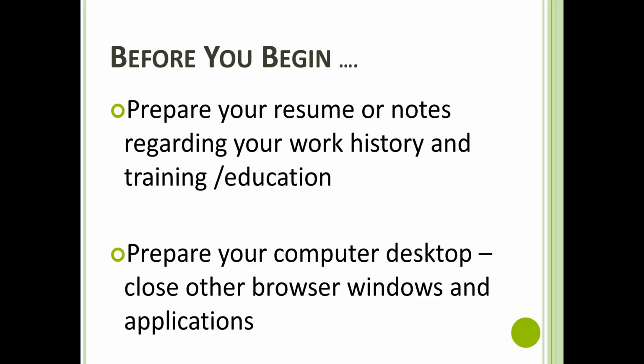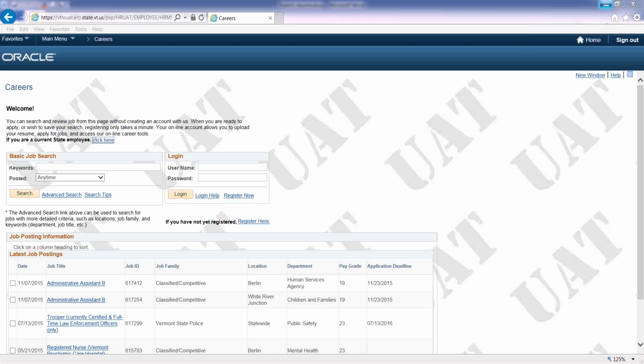The other thing that you can do is to prepare your computer desktop by closing any browser windows and applications that aren't needed to complete the application. So for example, have only our web page up, only the careers web page that you're going to use to apply for the job opening, and only those documents that you're going to use to copy and paste in order to complete the application. And everything else should be closed.